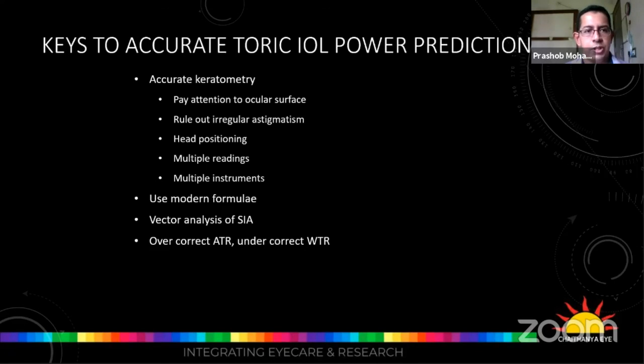The take-home messages from this talk are that it's important to do an accurate keratometry, pay close attention to the ocular surface, and rule out irregular astigmatism. While measuring the keratometry, make sure the head position of the patient is correct. Use multiple readings and multiple instruments to make sure they're consistent with each other. Use modern IOL formulae and account for surgically induced astigmatism: do a vector analysis or plug in a value of 0.1 or 0.12. And while looking at the target refraction, overcorrect against-the-rule astigmatism by about 0.34 and undercorrect with-the-rule astigmatism to account for the astigmatic drift that occurs.